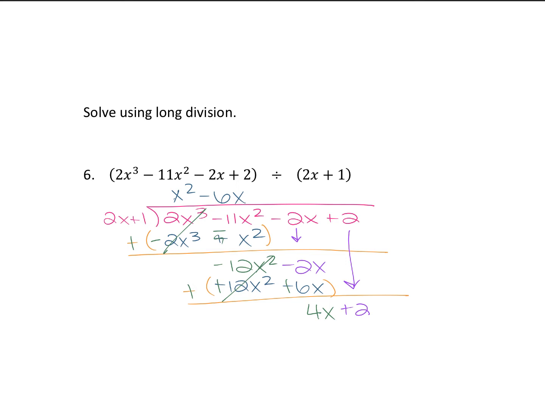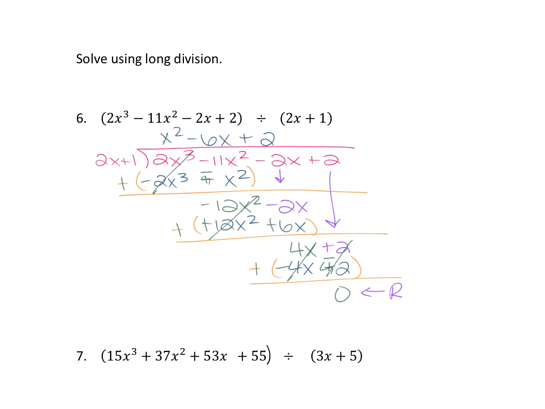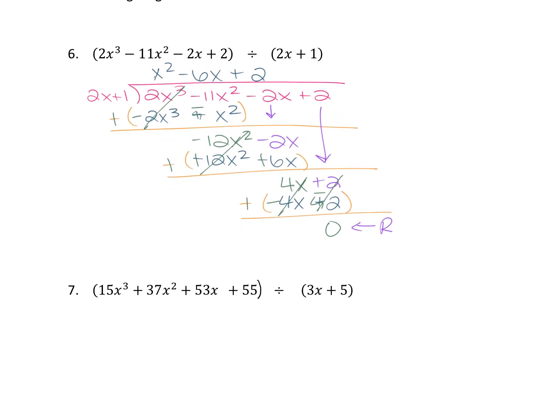So now 2x times what is 4x? That's 2. So 2x times 2 is 4x. Then 2x times 1 gives us 2. We subtract these, or once again, add the opposites. Everything cancels, so we have a remainder of 0. Because we have a remainder of 0, the only thing we need for our answer is x squared minus 6x plus 2.